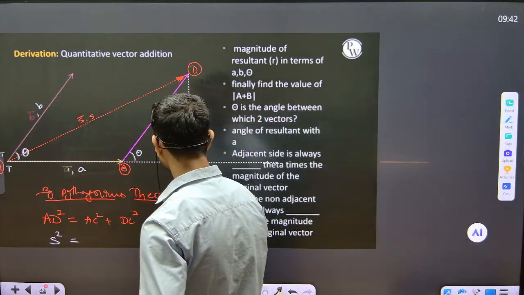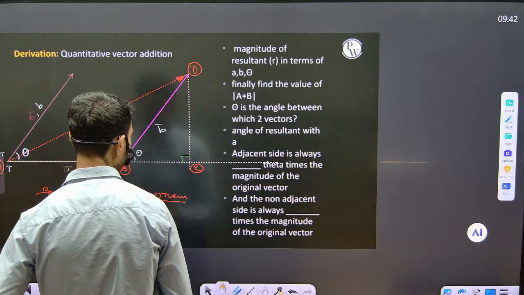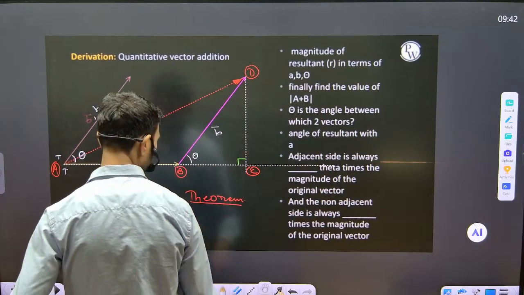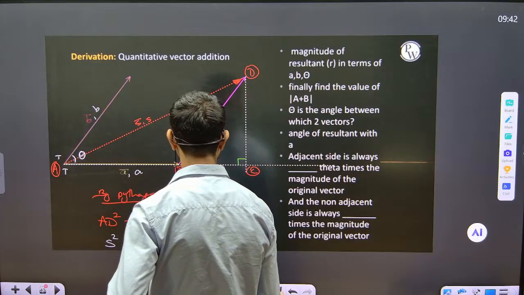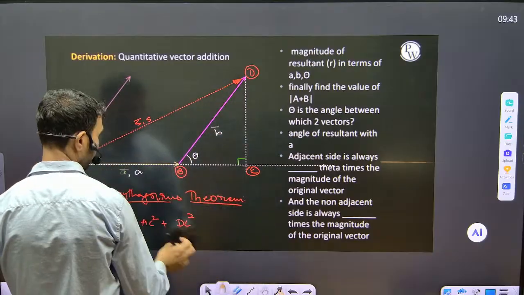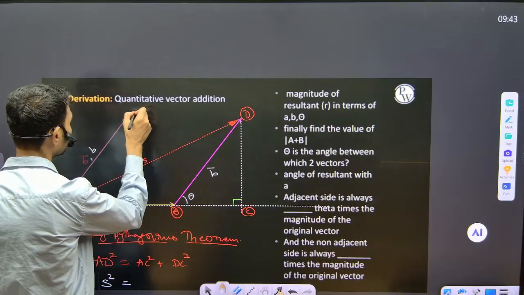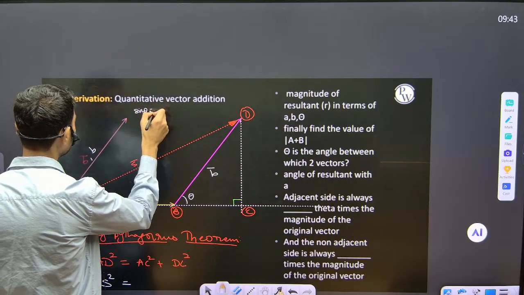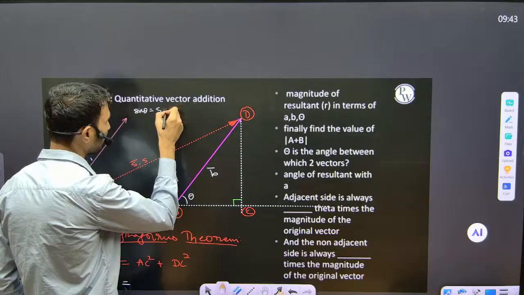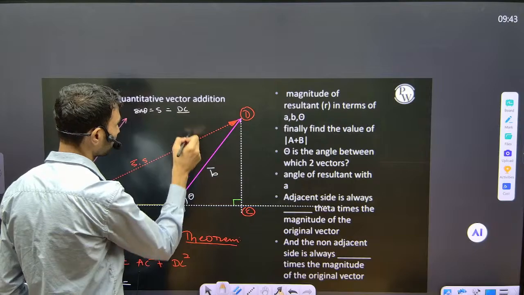Now I want to find the value of BC and DC. How do I find BC and DC? So for that, I can use trigonometry, and I can write sine theta and cos theta values, right? So what will be sine theta equal to? Sine theta, in short, I'll write it as S. Sin theta can be written as DC by BD.